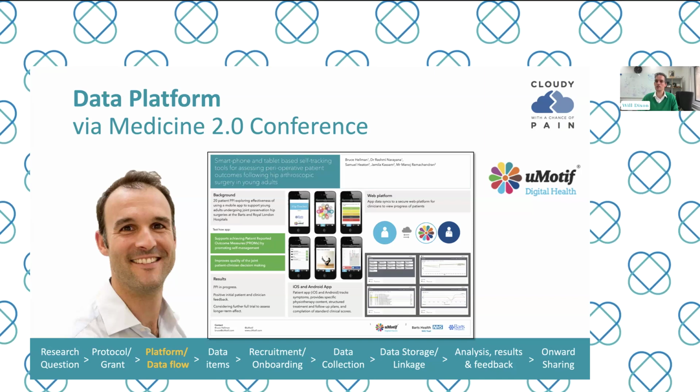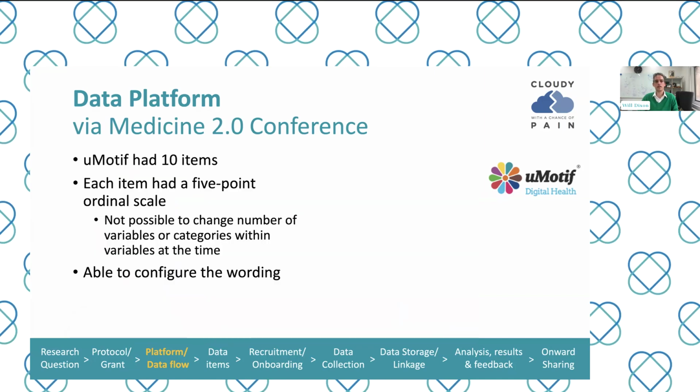So their platform, uMotif, was doing that, but I saw the potential of reusing their platform for a research study. They have a motif, a 10-item motif, and it looks a little bit like the flower that you can see on the right. Each one of the 10 petals was a measure of severity, and it had a 5-point ordinal scale. So you could score 5 different ways for each of the 10 items.